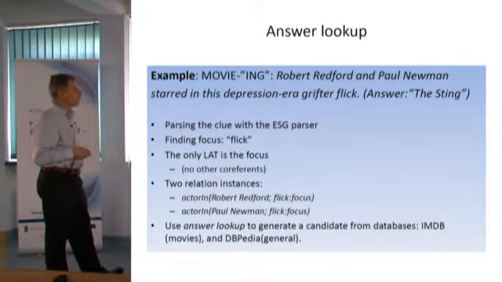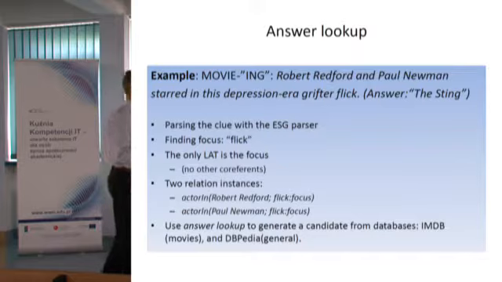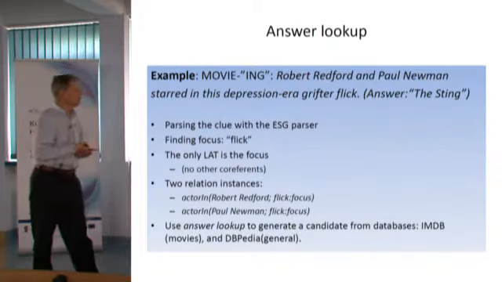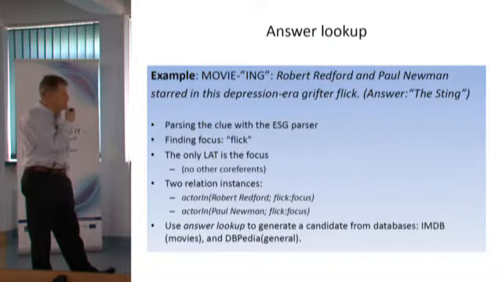But what's actually happening is that before we get to the process of checking the answer, we have to generate some candidates. So in this case, we parse the clue with the parser. We find the focus here, which is flick, and this is also the lexical answer type. The lexical answer type is not movie, is not one of the predefined types. It's just a flick, and then somehow we have to get from that to a movie.